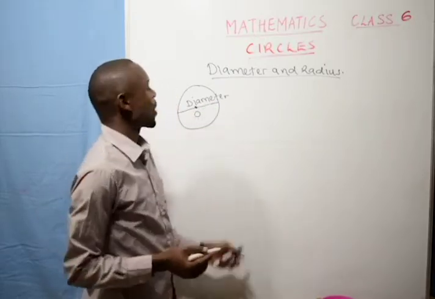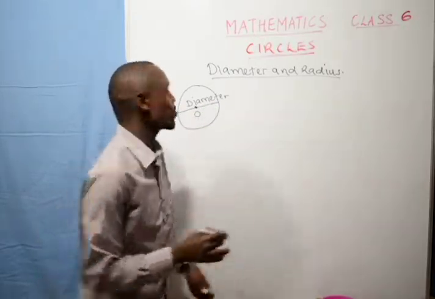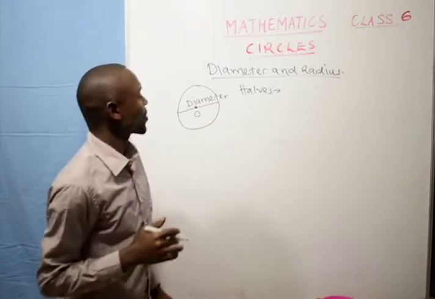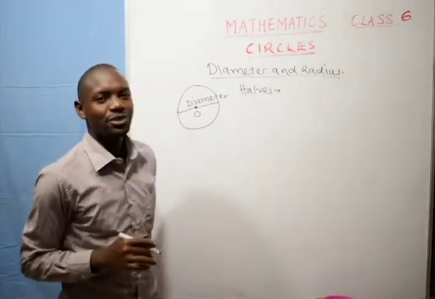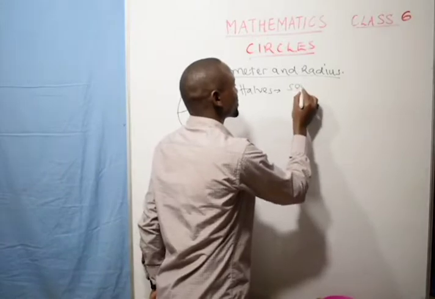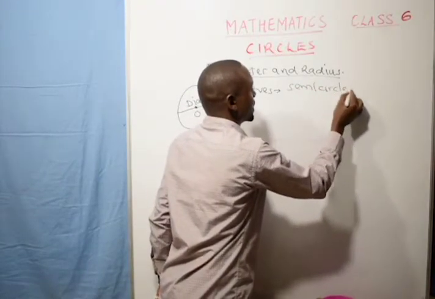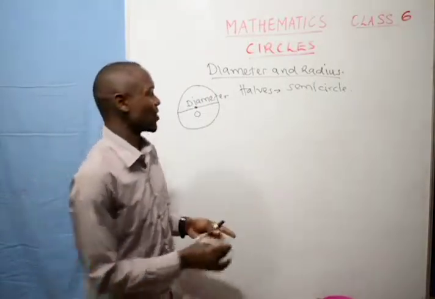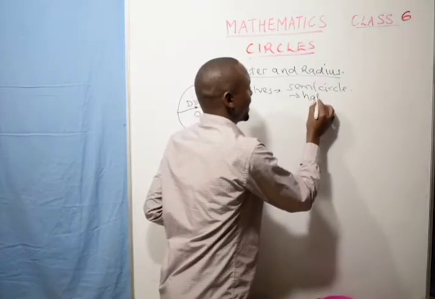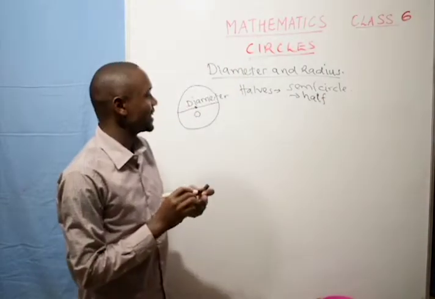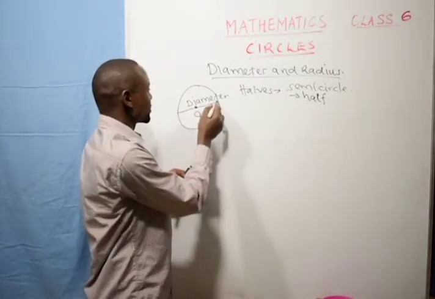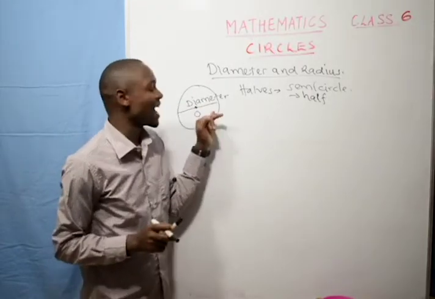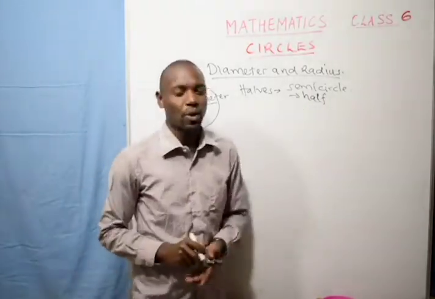And a diameter will divide a circle into two equal halves. These halves are called semicircles. So what is a semicircle, class? A semicircle is half a circle. For example, when you are sharing chapati, you cut the chapati into two equal halves, such that one person gets one half, the other person gets one half. That is what we call a semicircle.